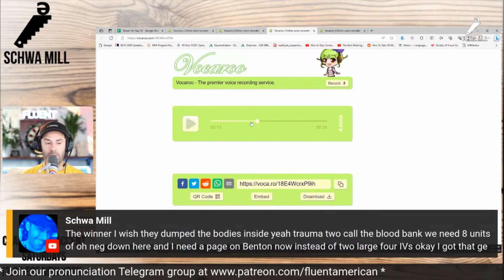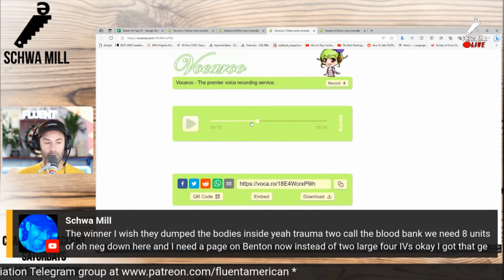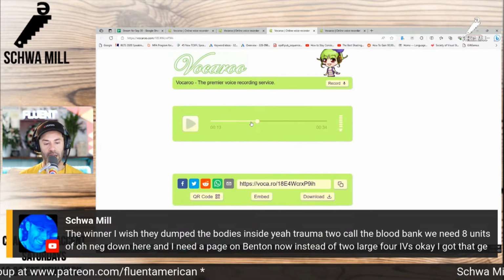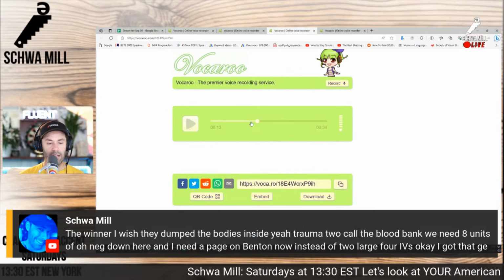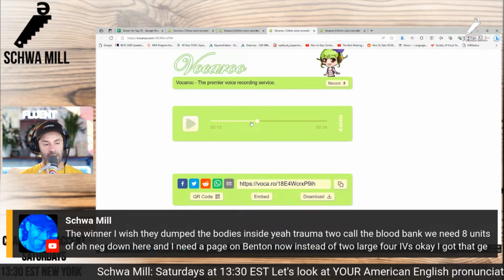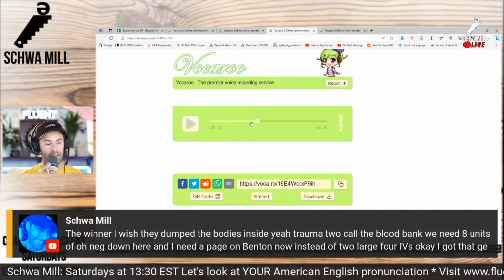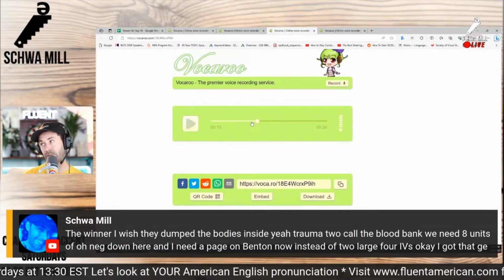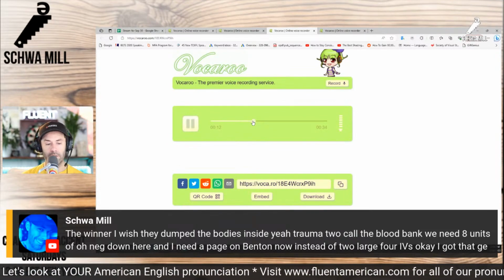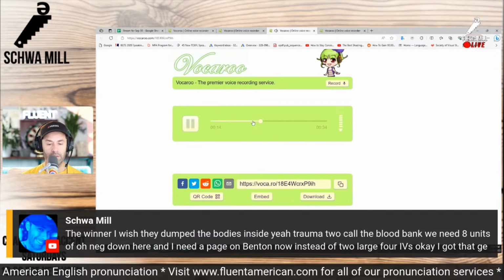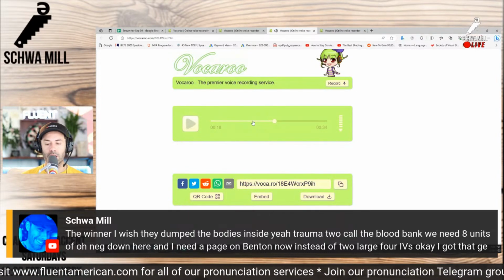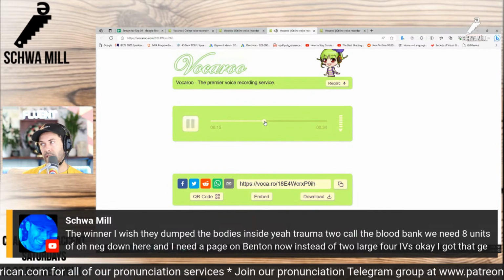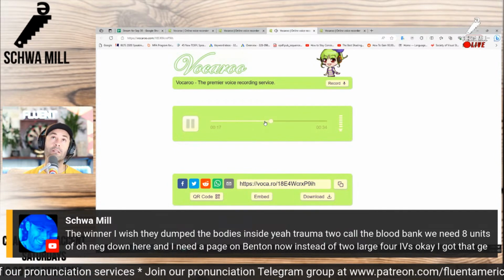So again, very similar idea. Let's just do the vowels on that part, and then we'll do the words, like I, E, A, I, E, A, I need a page on Benton. I need a page on Benton. We need to get those vowels longer. I need a page on Benton. Two large 4 IVs. Okay, I got that. So 4 IVs, okay, I got that.